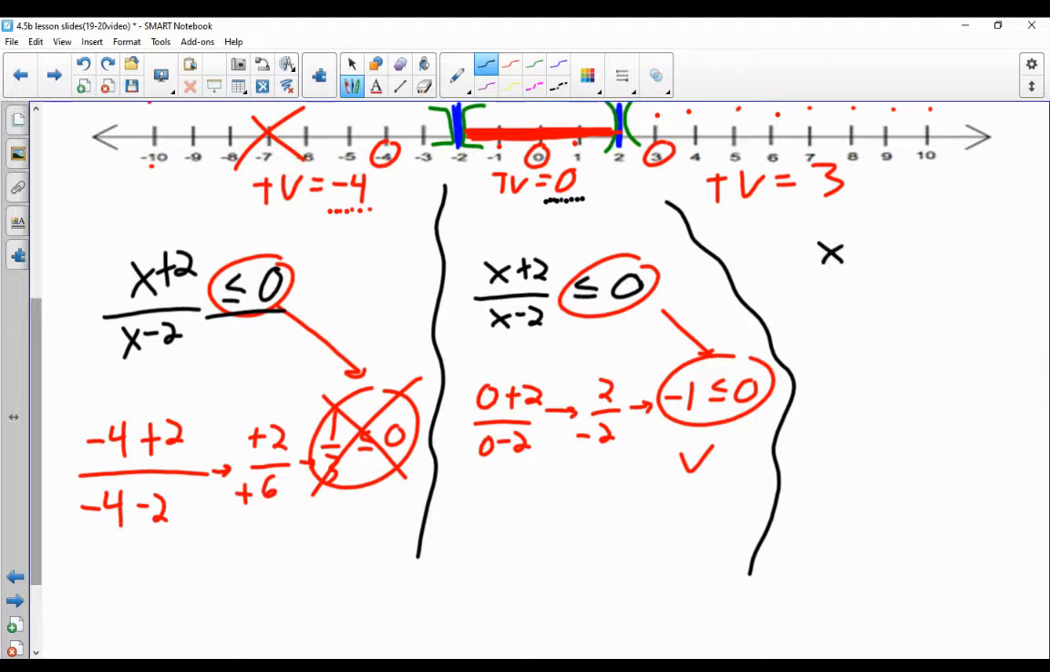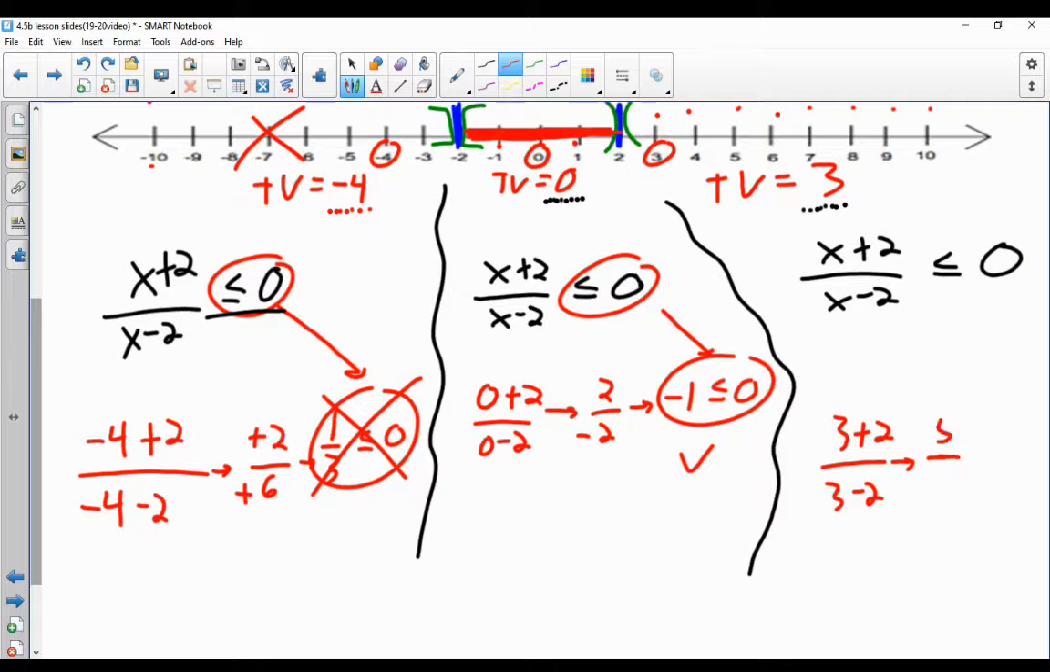So I got to do x plus 2 over x minus 2, and that's going to be less than or equal to 0. And I'm going to try plugging in 3 to see what happens. All right, so on top, it's going to give me 3 plus 2. On bottom, it's going to give me 3 minus 2. So on top, I'm going to get 5. On bottom, I'm going to get 1.